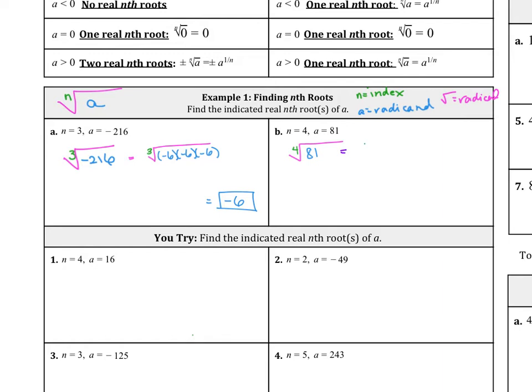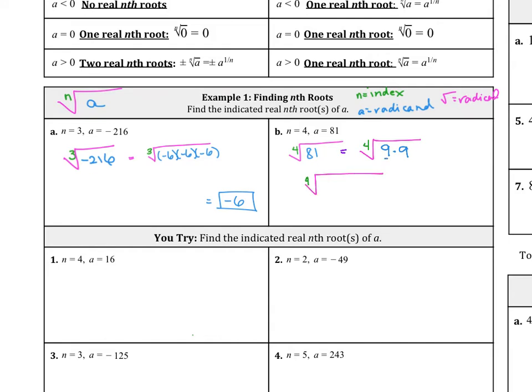81 we can start to break down. 81 breaks down to 9 times 9. So that's not enough, right? I have 2 numbers, which is great. Now with a square root, we would have been done. But with a fourth root, we actually need to break it down even more. We need 4 of something. And so 9 breaks down to 3 times 3. And so we'll see that we actually have 4 3s.